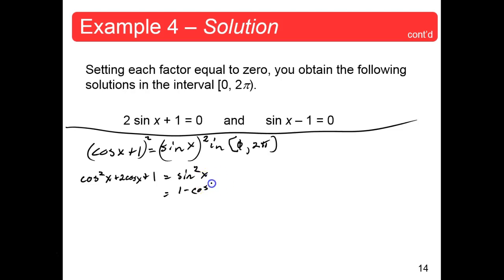1 minus cosine squared x. That's equal to cosine squared x plus 2 cosine x plus 1. Now what do we do? What do you mean by that?